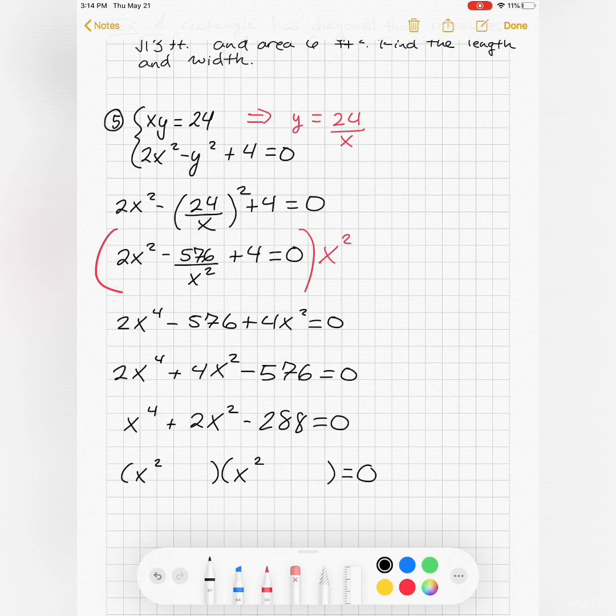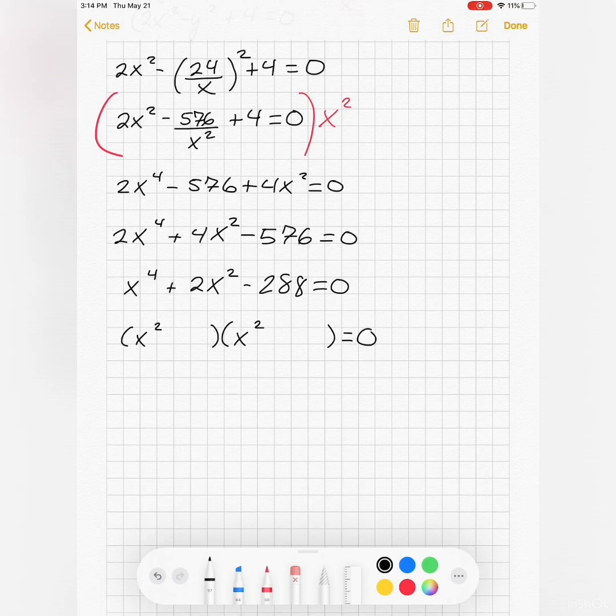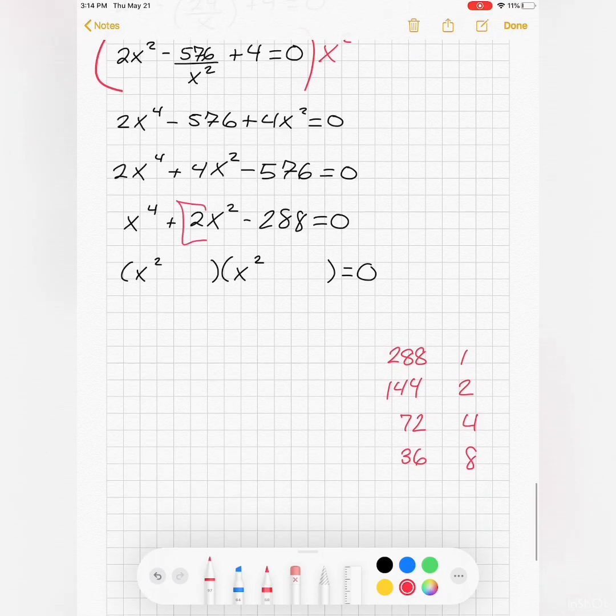Now, if you can't figure out the factors, I guess you could always use the quadratic formula. But let me see if I can figure this out. My numbers have to multiply to 288. So 288 and 1, 144 and 2, 72 and 4, 36 and 8. I need them to add to 2 here.